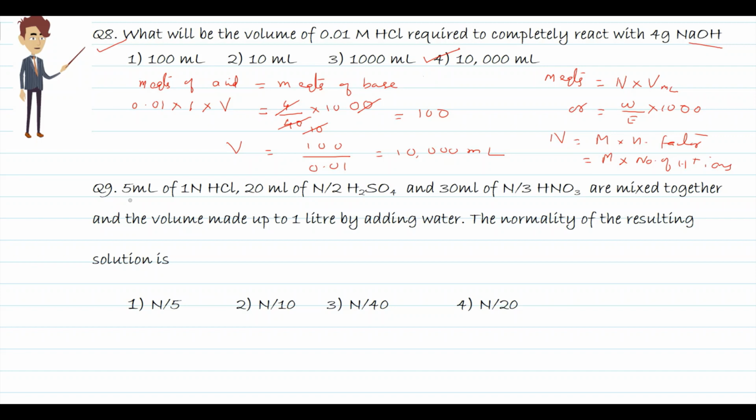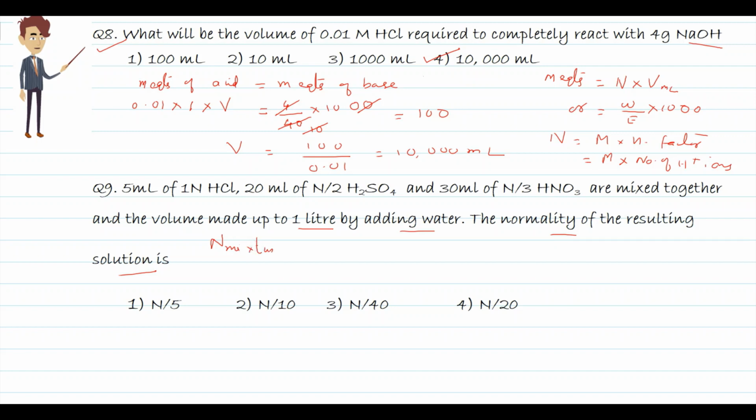Then coming to question number 9, 5 ml of 1 normal HCl, 20 ml of N by 2 H2SO4 and 30 ml of N by 3 HNO3 are mixed together and the volume made up to 1 liter by adding water. The normality of the resulting solution. Here different acids are mixed. Then normality of mixture is asked to find out. In such cases, we are using mixing equation.